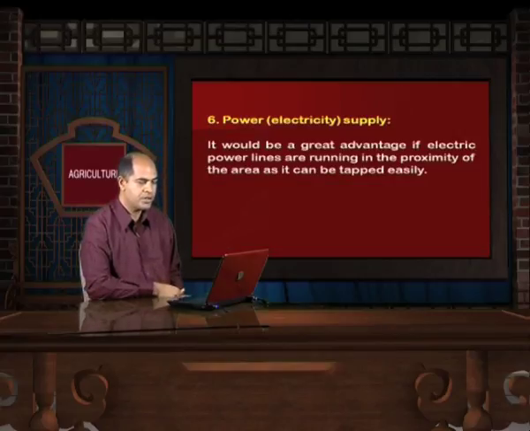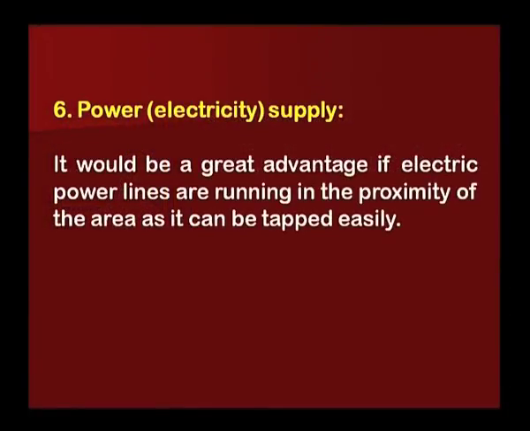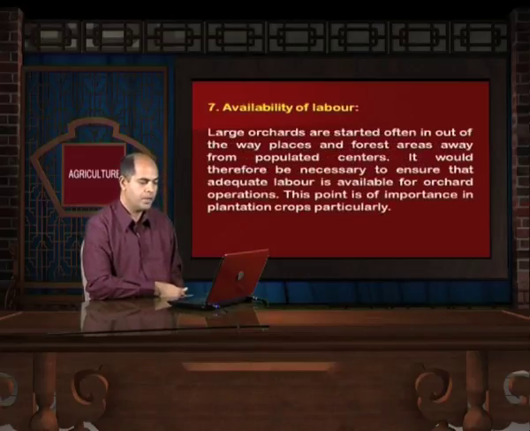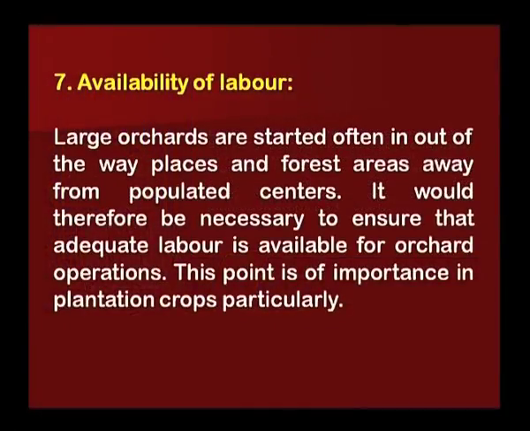Power or electricity supply. It would be a great advantage if electric power lines are running in the proximity of the area, as it can be tapped easily. Availability of labor. Large orchards are often started in out of the way places and forest areas away from populated centers. It would therefore be necessary to ensure that adequate labor is available for orchard operations. This point is of importance in plantation crops particularly.